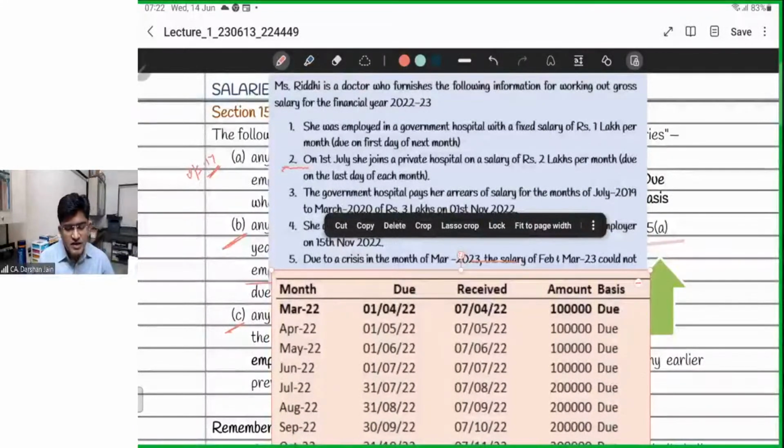Okay. Let's first look at the first part of the story. See, she was employed with the government hospital. I already told you that the salary for the month of March 22 would become taxable in the current previous year. Why would it become taxable? Because it is becoming due on 1st of April. The government hospital salary is due on the first day of the next month. So March 22 is due on 1st of April 2022. Let's say it's received on 7th of April 2022. So it's going to be taxed on due basis.